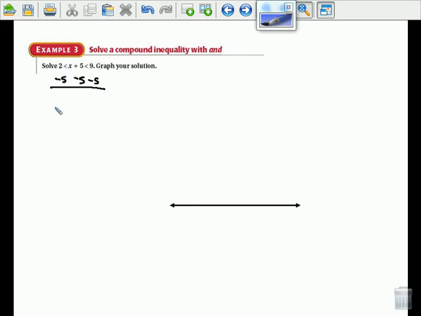So 2 subtract 5 is negative 3 is less than x, and 9 minus 5 is 4. So my answer is negative 3 is less than x is less than 4. So I have to go from a negative 3 to a positive 4. And these both have open circles, and I'm shading in between.